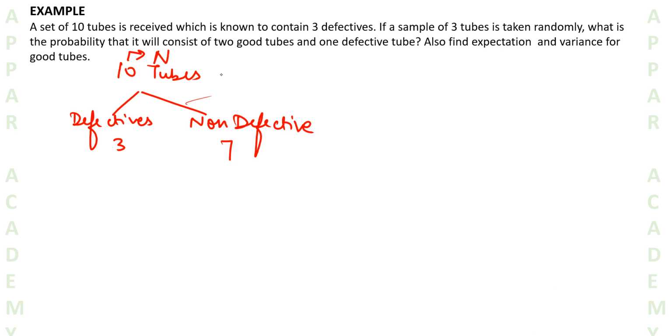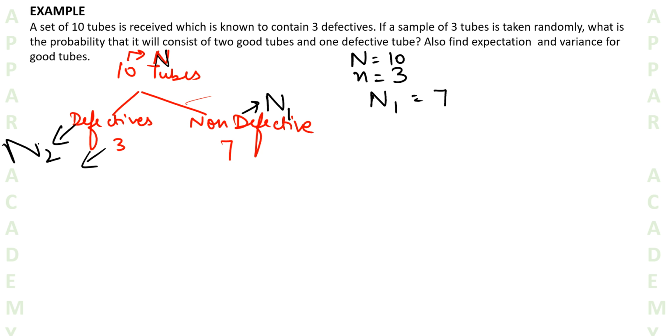So what is this 10? This 10 is simply our capital N. Now we need to find, if a sample of 3 tubes is taken randomly, so small n is equal to 3, capital N is equal to 10. What is the probability that it will consist of 2 good tubes and 1 defective, and also find expectation and variance for good tubes. Good tubes means non-defective, so this represents our N1, that is N1 is equal to 7, and defective tubes are N2, so N2 is equal to 3.